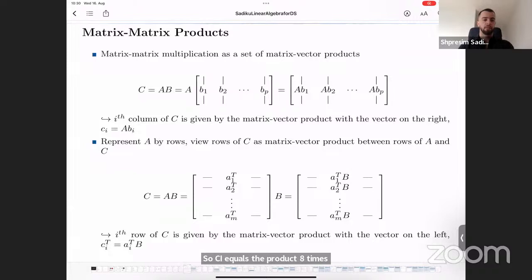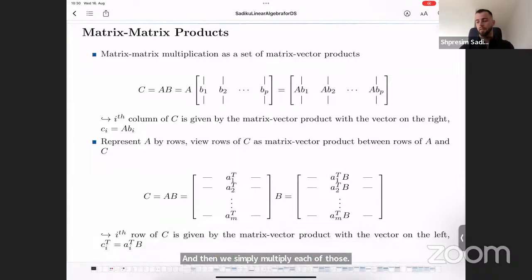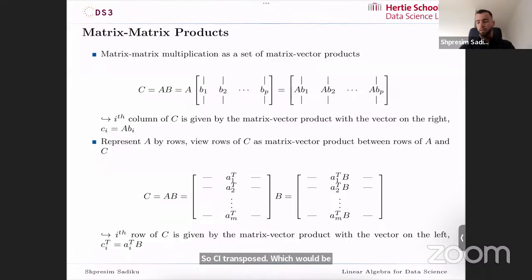And the fourth and the last representation of matrix products is if we represent A by rows, and we view the rows of C as a matrix vector product between the rows of A and the matrix B. As we see here, we have represented the matrix A containing M rows, where each row is a vector on its own, and we have a matrix B. And then we simply multiply each of the rows of A by the matrix B. So the ith row of C is given by the matrix vector product with the vector on the left. So Ci transposed is given by the matrix vector product with the vector on the left. So we multiply the matrix B by Ai transposed on the left.